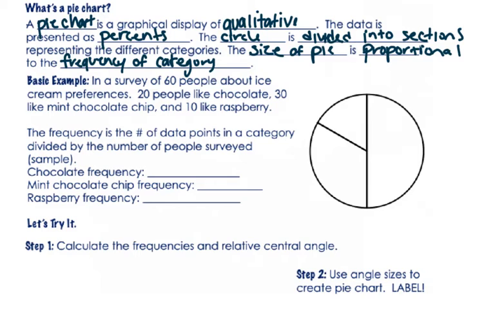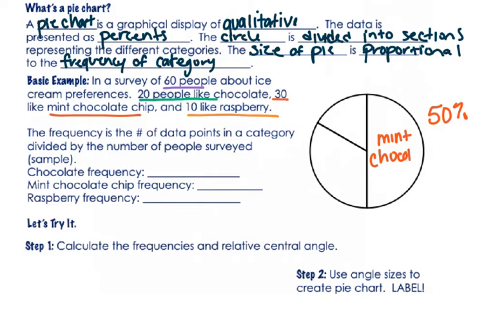Alright, so let's look at this very basic survey. In a survey of 60 people, 20 people like chocolate, 30 people like mint chocolate, and 10 like raspberry. Gross, but that's what it is. So what I'm going to do over here in my pie chart is I'm going to fill that out. So 30 out of 60 people like mint chocolate, so that's going to be 50%. So I'm going to say 50% is going to be mint chocolate. Those people are gross, but whatever.